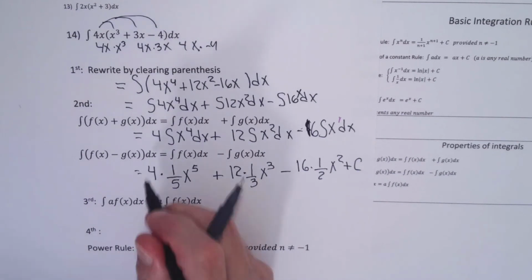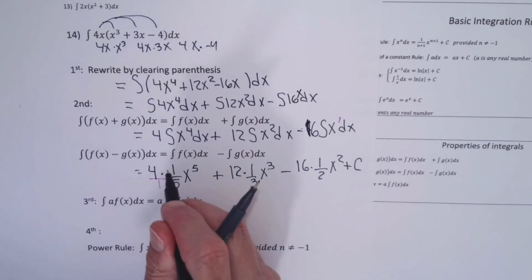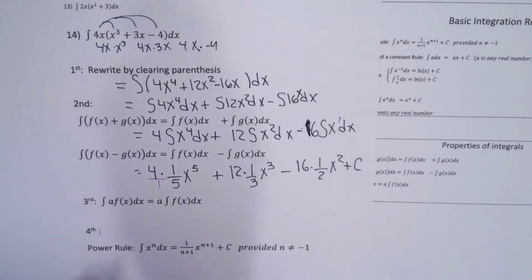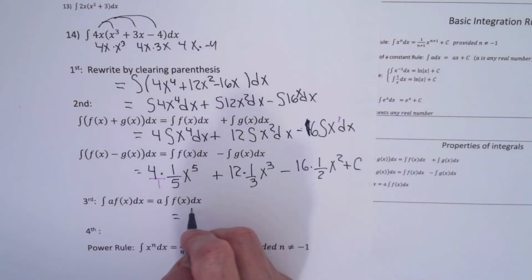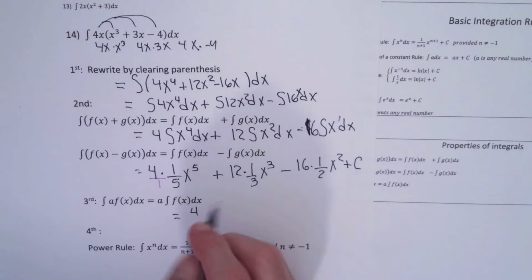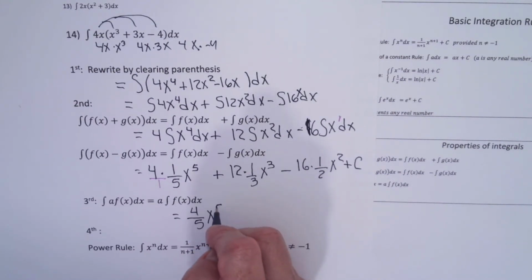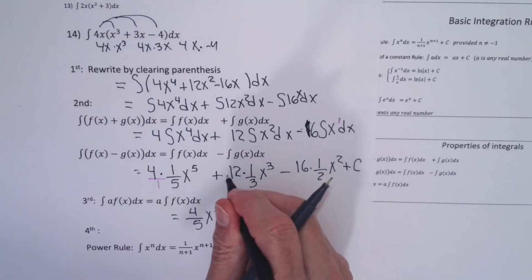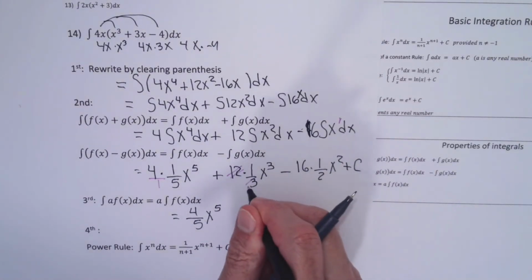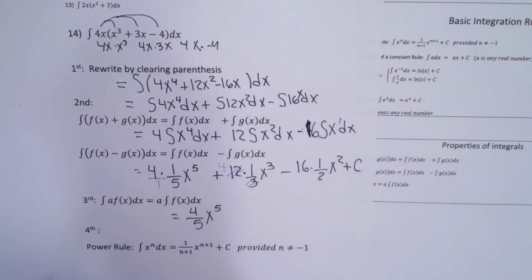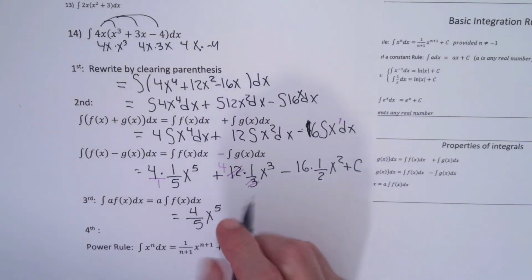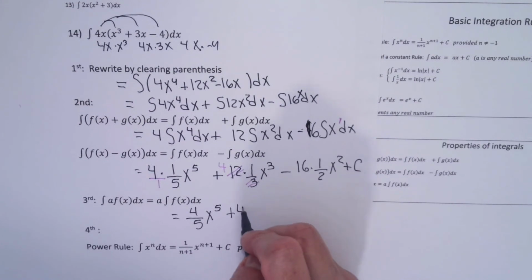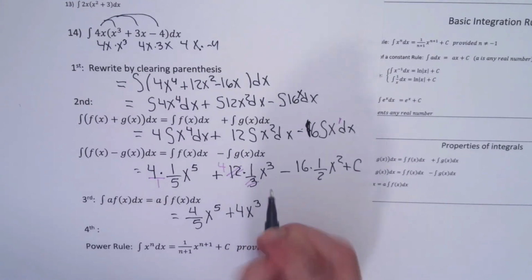And now, this first 4 doesn't cancel with the 5, so I think of it as 4 over 1 times 1 over 5. I'll multiply 4 times 1 and get 4, multiply 1 times 5 and get 5, and leave my x to the 5th. Second multiplication, good things happen. This 12 and this 3 cancel. The 12 cancels into a 4. The fraction goes away. I'm left with 4 times 1, which is 4, and then the x cubed.